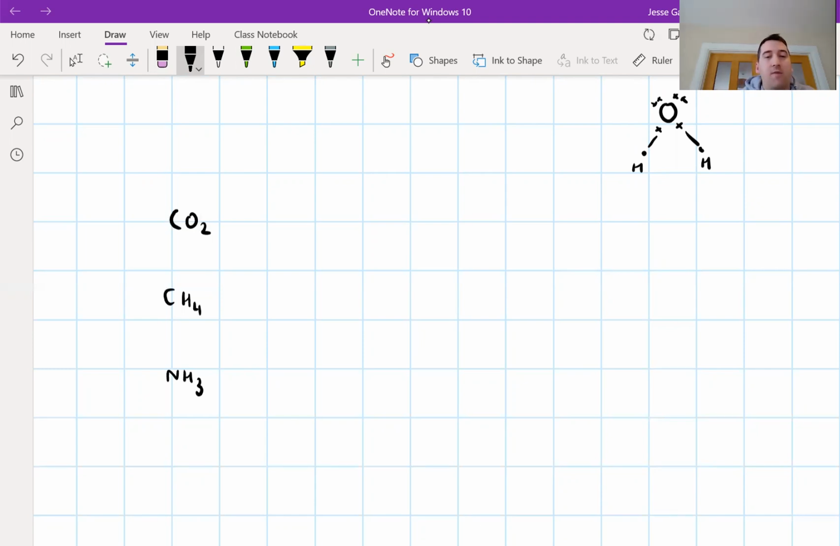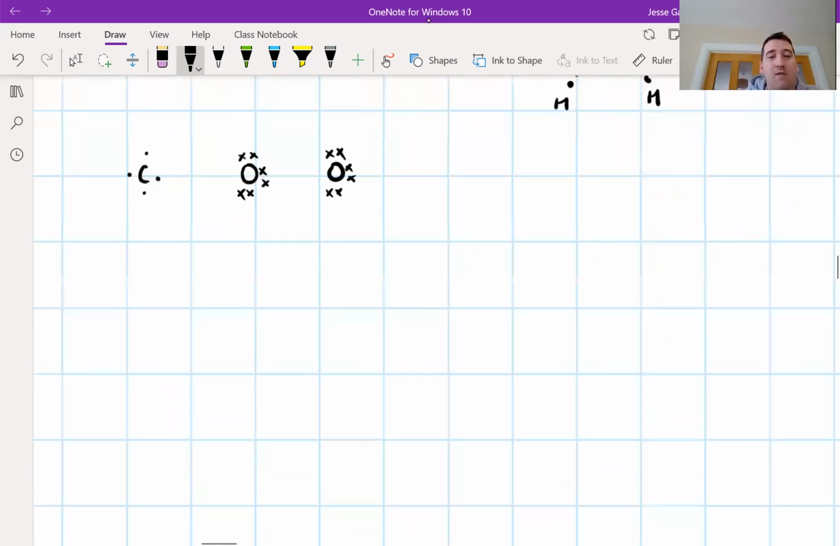Okay, so carbon is in group 4, which means it's got 1, 2, 3, 4 valence electrons like that. Oxygen is in group 6, which means it's got 1, 2, 3, 4, 5, 6, like that. So when these join together, what's going to happen here? Well, carbon needs a share of 8 electrons. It needs 4 more. So it's actually going to have to share 4 pairs to get a full octet. Oxygens each need 2 more. So this is how this is going to work.